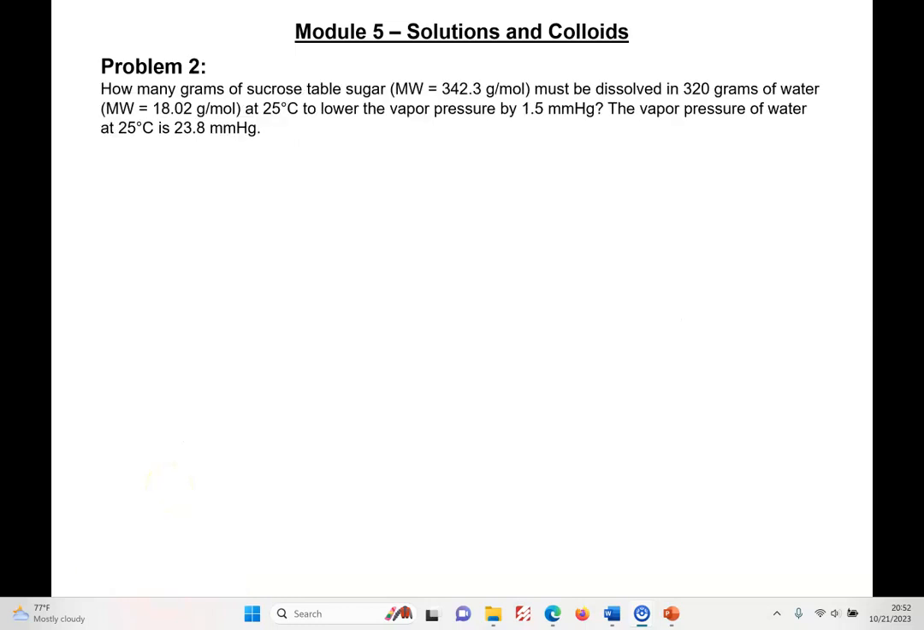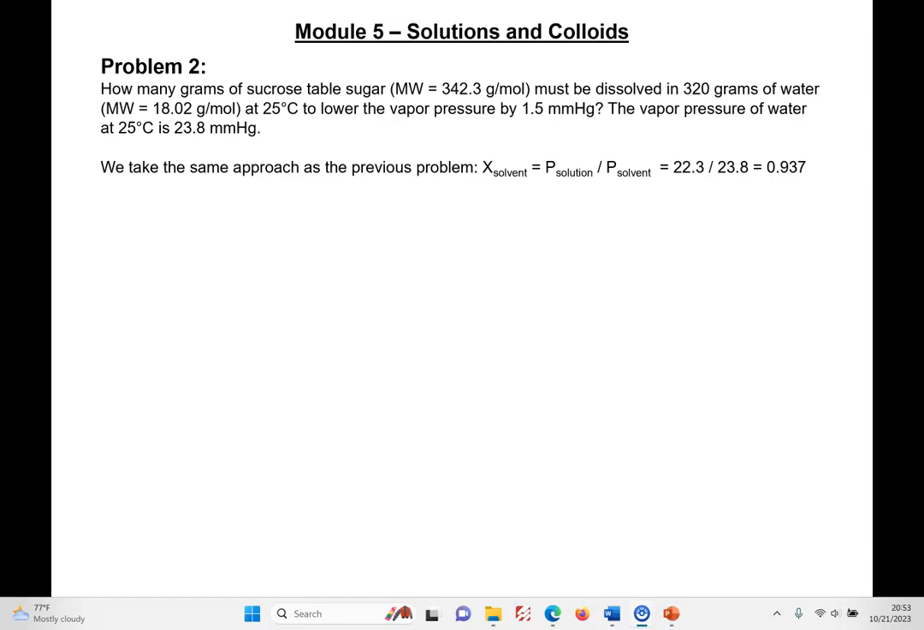All right, problem 2. How many grams of sucrose, table sugar, molecular weight 342.3 grams per mole, must be dissolved in 320 grams of water at 25 degrees Celsius to lower the vapor pressure by 1.5 millimeters of mercury? The vapor pressure of water at 25 degrees C is 23.8. Well, that's not a very big drop in pressure.